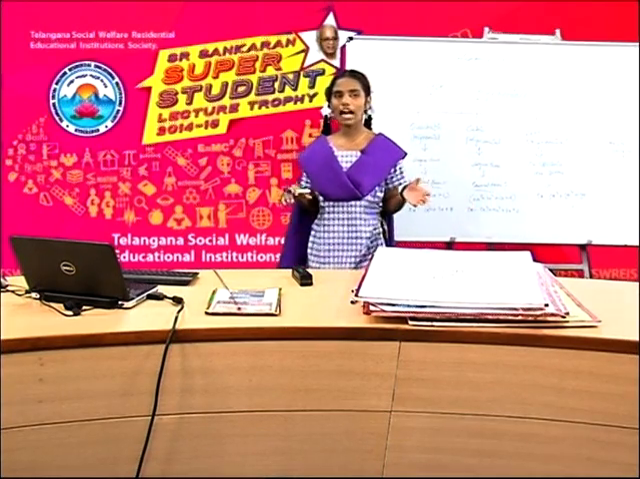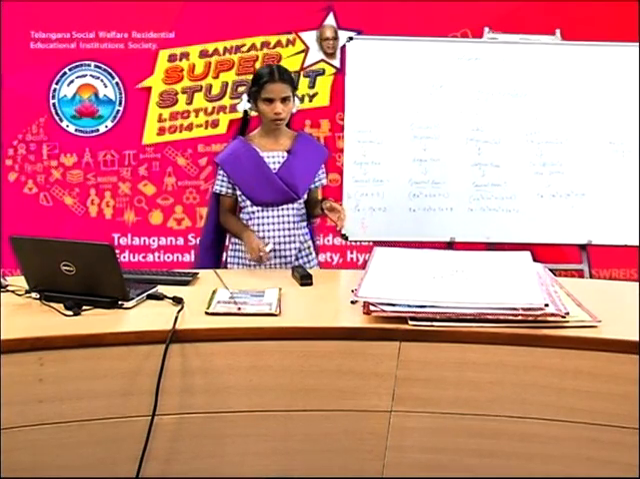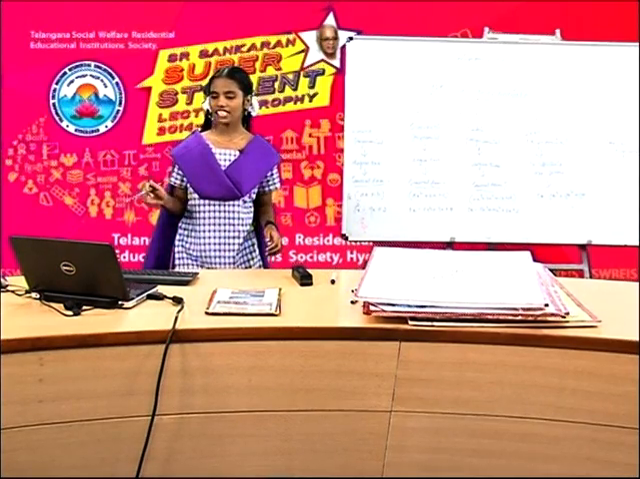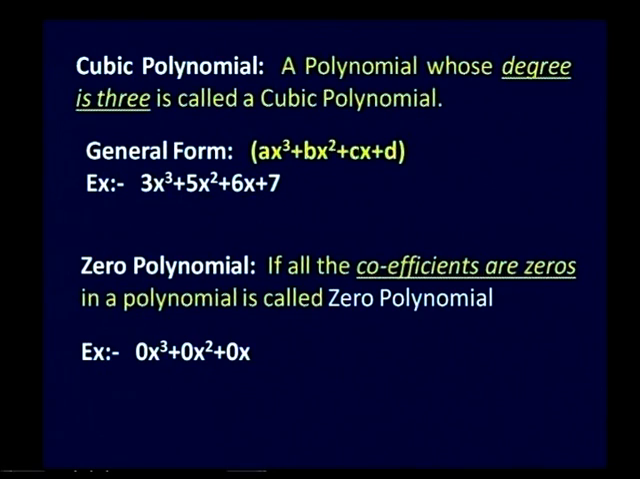Friends, now I am going to show this zero polynomial in this PowerPoint presentation. Friends, if you see here, a polynomial in which all the coefficients are zeros is called a zero polynomial. For example, 0x cube plus 0x square plus 0x. In this polynomial, all coefficients are zeros, so it is called a zero polynomial.